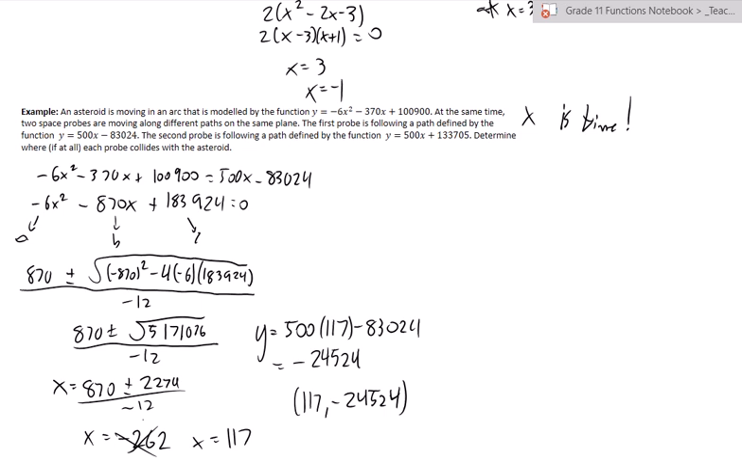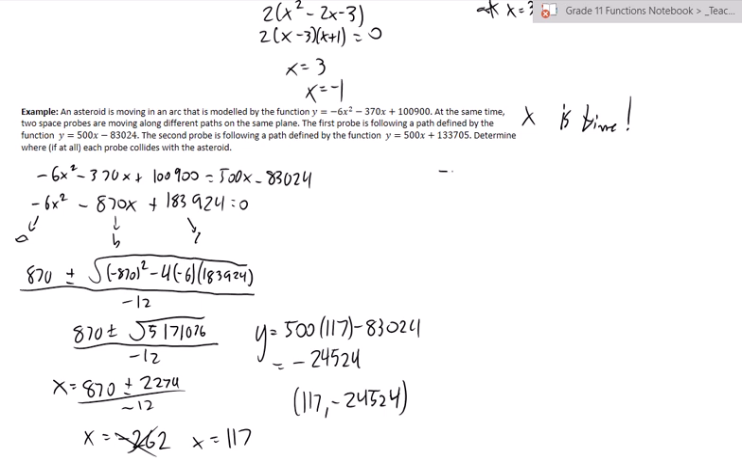So while time can't be negative, you can have a location, an arc that defines a location, a plane of where this probe will hit. We still have the second probe. We have y equals 500x plus 133,705. So let's check that one out.